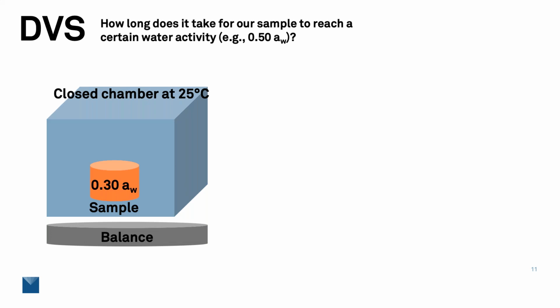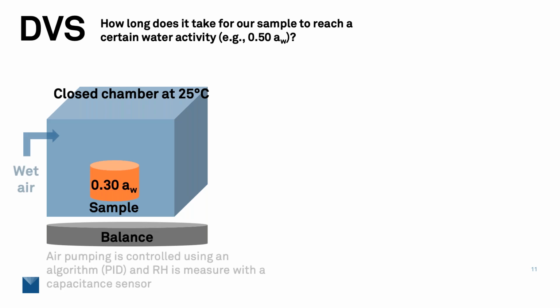Now, when running a DVS test, you might ask a question like, how long is it going to take for our sample to reach a certain water activity? So in this case, let's say, how long is it going to take to go from 0.3 water activity to 0.5 water activity? In order to do this, we are going to add wet air to our system. We could do this in either direction, wet air or dry air, but because we have to go up to 0.5, we need to add wet air.